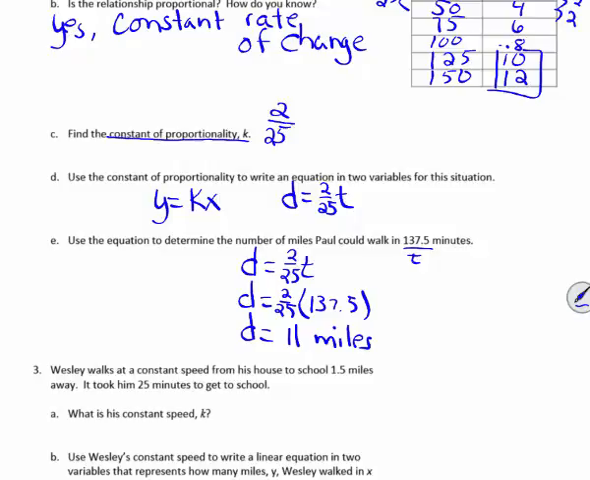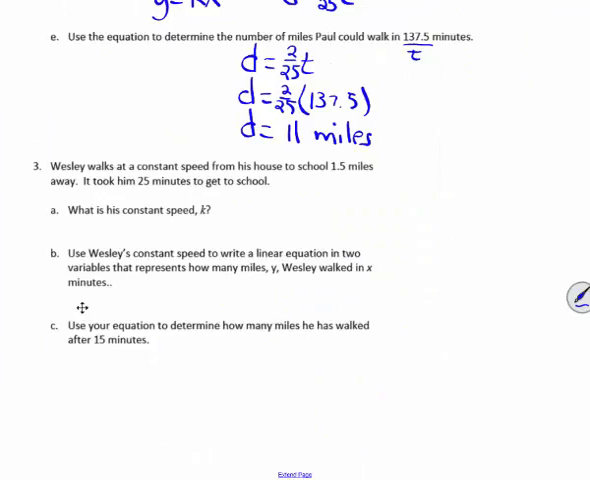Wesley walks at a constant speed from his house to school, 1.5 miles away. It took him 25 minutes to get there. So what is his constant of proportionality? So this is the distance, 1.5 over 25 minutes. I'm going to divide that out. That actually gives me 0.06 miles per minute.